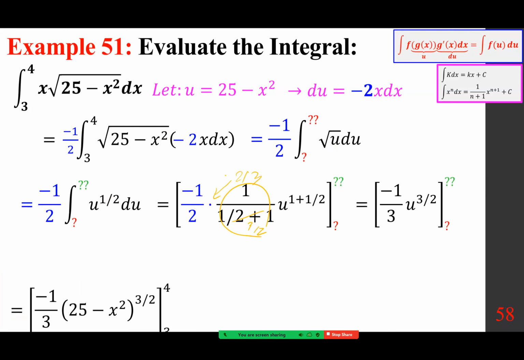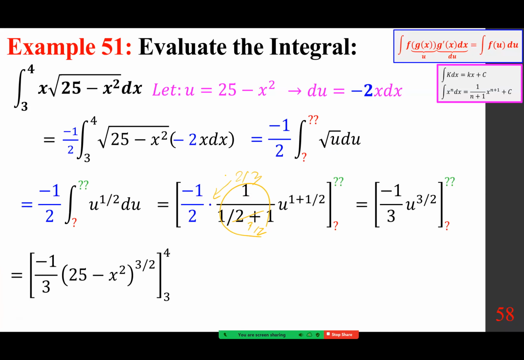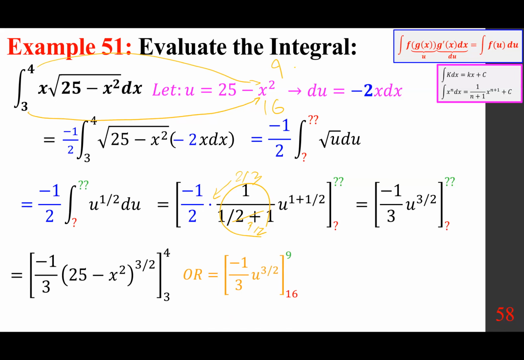And you can go back to the original variable x and original limits 3 and 4. Or you can say if I plug in 3 here, I get 9. 25 minus that is 16. If I plug in 4, I get 16. 25 minus 16 is 9. And those are the new limits. So I'm going to plug in the new limits to do the evaluation.